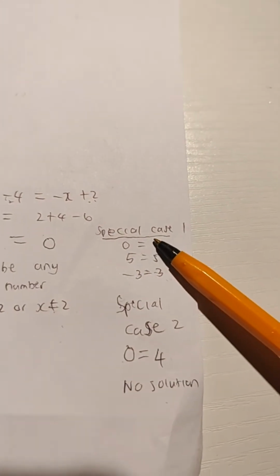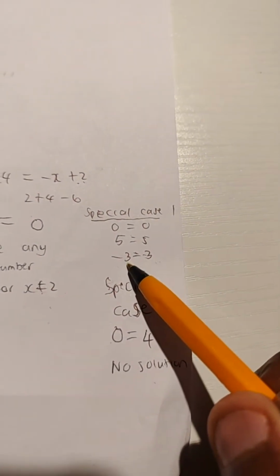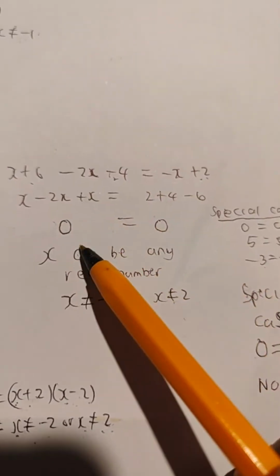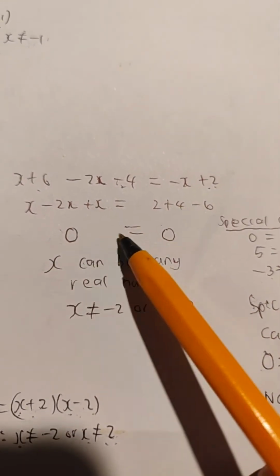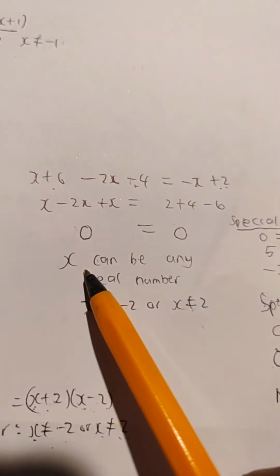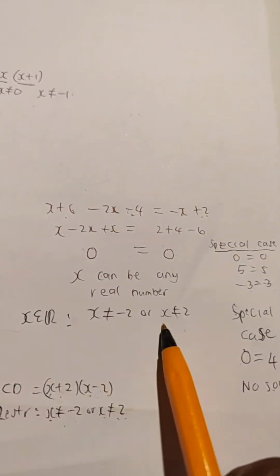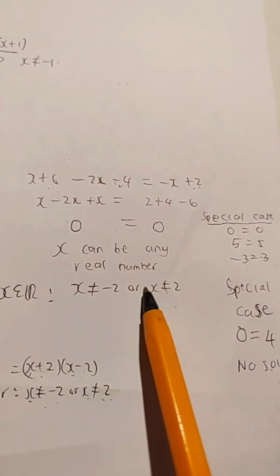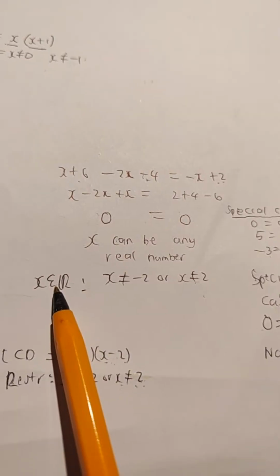And then we also saw that there are these 2 special cases that you need to be aware of. Special case number 1, whenever you get to a place where after solving, you get the same number on the left and the right, that means that x can be any real number. You can simply say x is an element of real numbers. Then you write down the restrictions because you know you need to exclude those values from the answer.